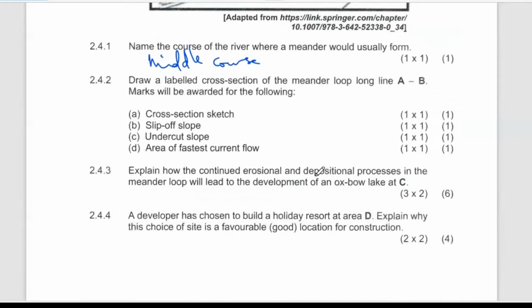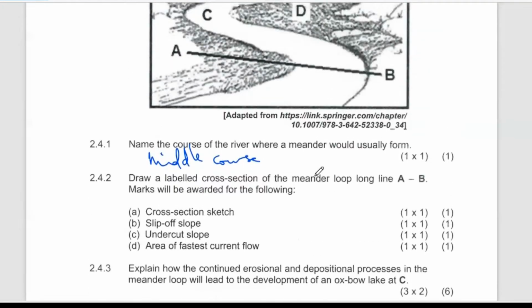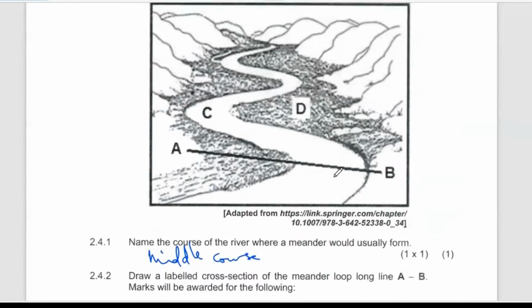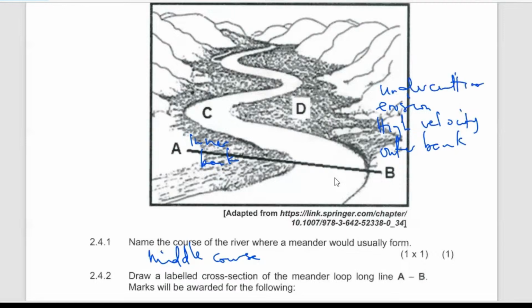Right, draw a labeled cross-section of the meander loop along line A and B. What you must note here is that along line A and B, we want to draw a cross-section. If this is our bend, this is our outer bank of our bend there, and this is our inner bank of our bend. As a result, on the outer bend, there is high velocity, and as there is high velocity here, there is erosion taking place.